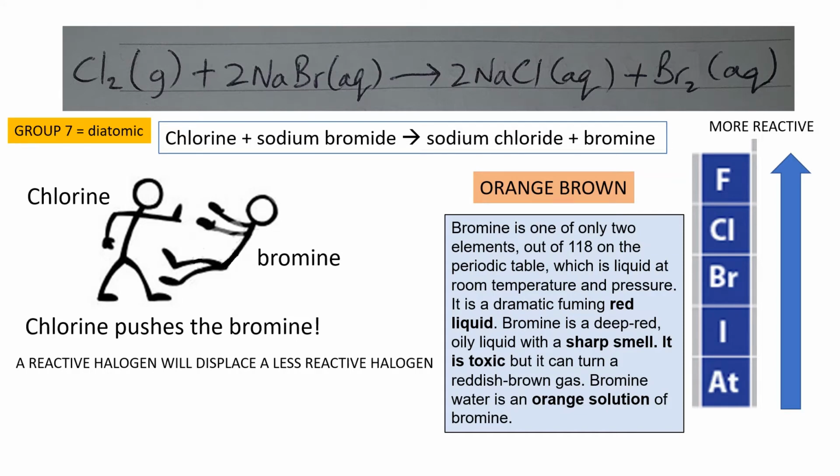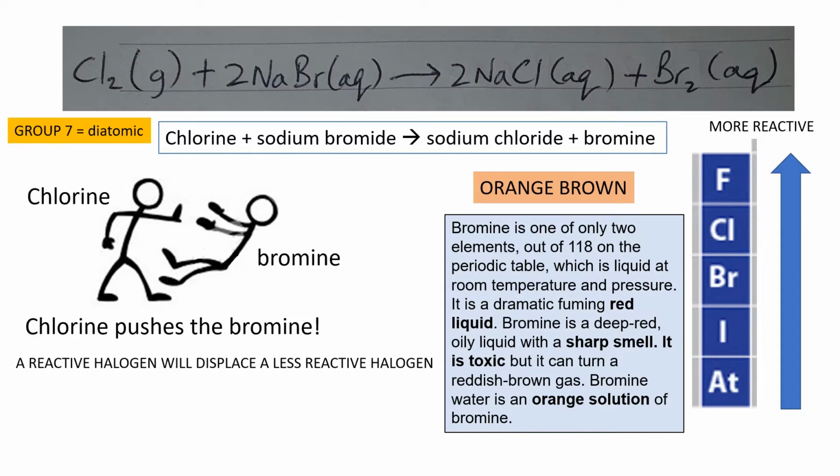Right, so chlorine plus sodium bromide will produce sodium chloride plus bromine, because chlorine is more reactive than the bromine in the bromide. The chlorine will displace the bromide, and then the chlorine will attach to the sodium, becoming sodium chloride plus bromine. So a more reactive halogen will displace a less reactive halogen.